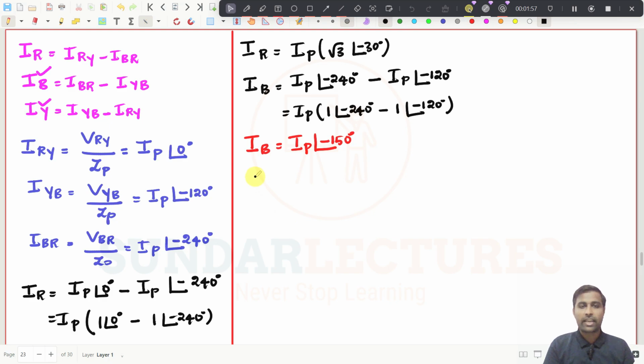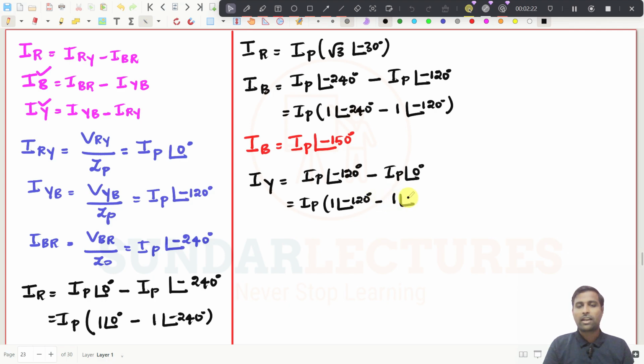And then if you are going for IY, what is IY? It is IYB, IP at an angle of minus 120 degree, minus this value IRY, IP at an angle of 0 degree. Again same thing, take IP commonly outside: it is 1 at an angle of minus 120 degree, minus 1 at an angle of 0 degree. If you further simplify this, IY will be equal to phase current at an angle of minus 270 degree. Am I right? I will check it out. Yes, I am right. It is minus 270 degree. So now this is the value.